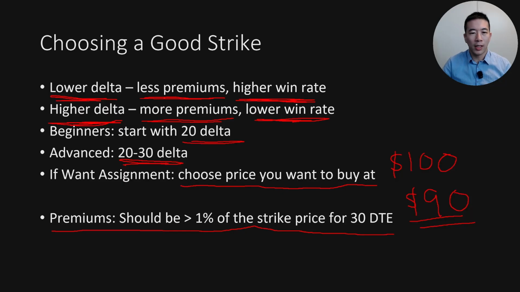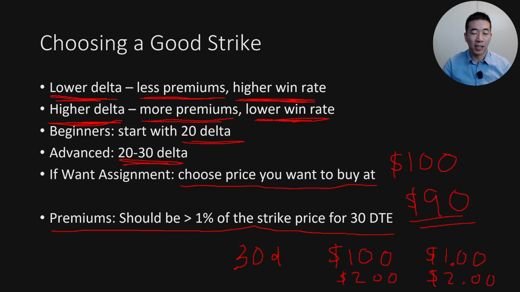So, say you open a contract that's 30 DTE, 30 days left, and the strike is 100. The amount of premium you collect should be 1.0, $100. Why? Because 1% of the strike is $1. Okay? So if the strike is 200, then you want to collect at least 2.0 per short put contract. That's for every 30 days.